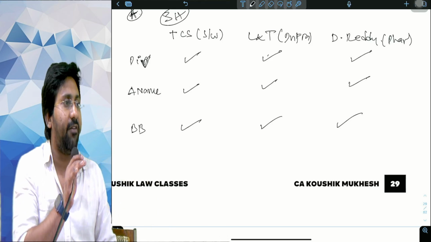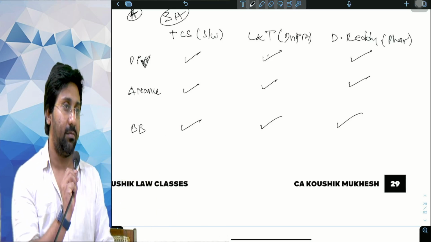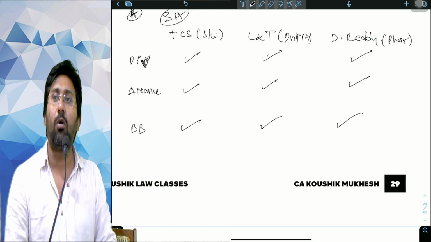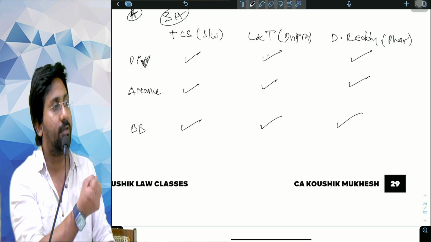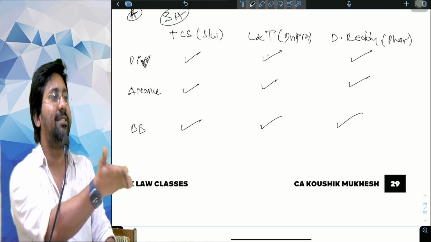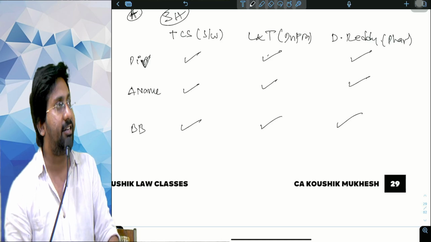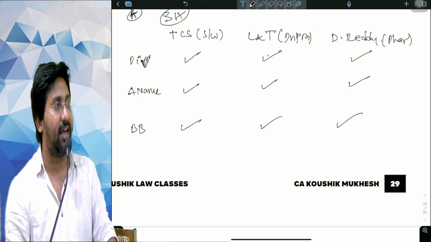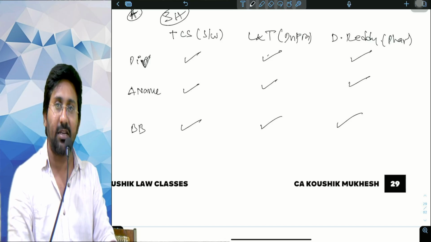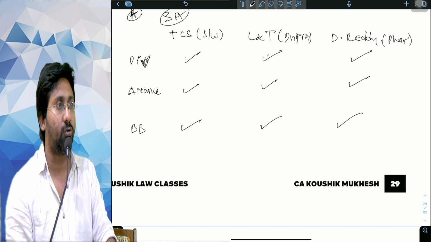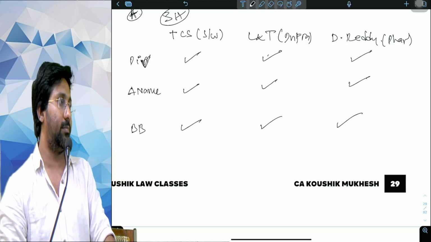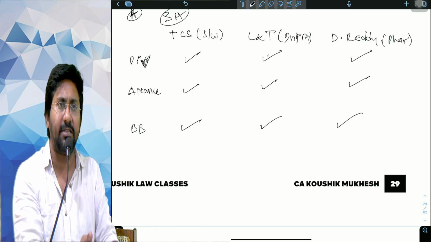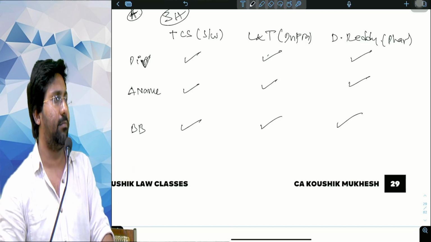My powers are derived from the Companies Act, not from the company. Whose powers, sir? The shareholders' powers are quantifiable powers. We get the powers from the Companies Act. The Companies Act is the same for every company. There is no separate TCS Companies Act, L&T Companies Act, Dr. Reddy's Companies Act. There is only one Companies Act, the Companies Act 2013. Every company has to follow it. Clear? Therefore, every company will follow the same Companies Act, which means in every company my powers are the same.